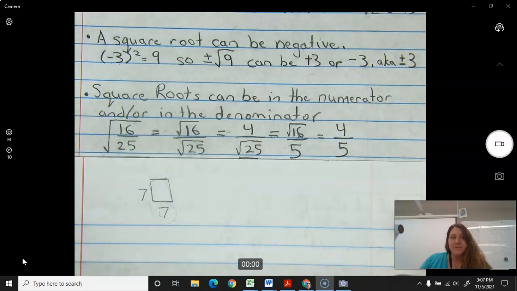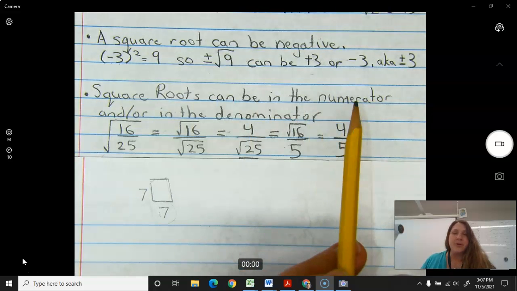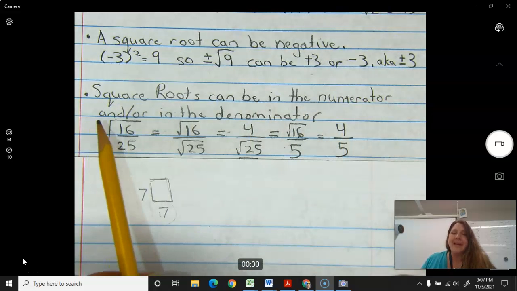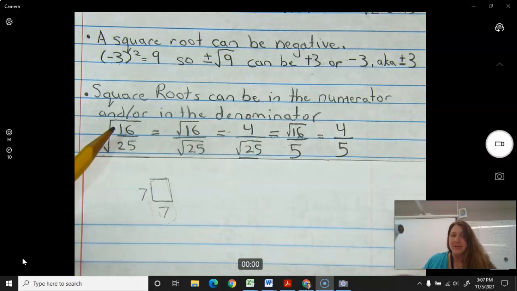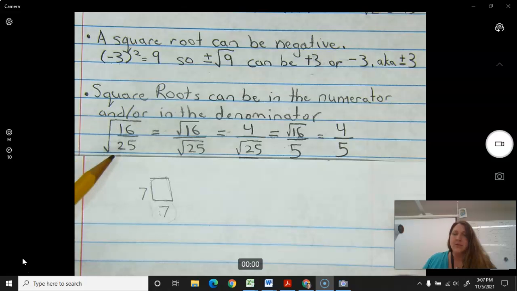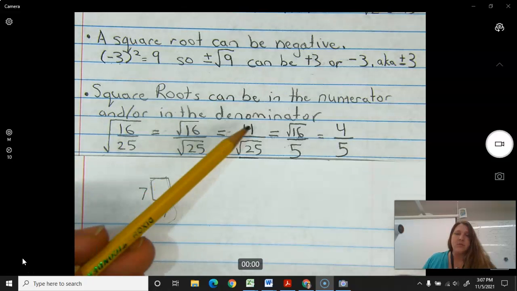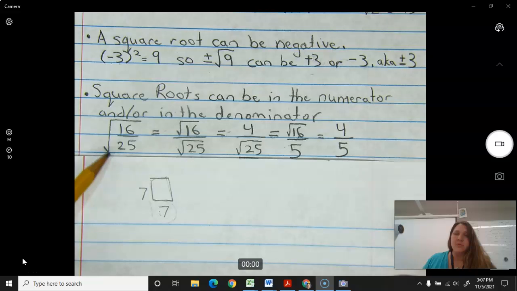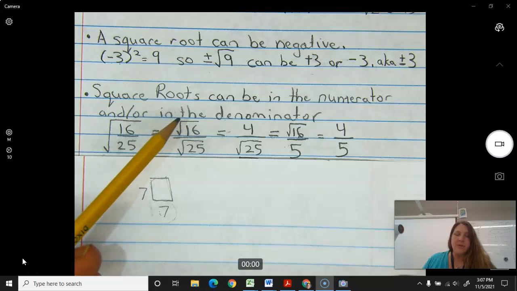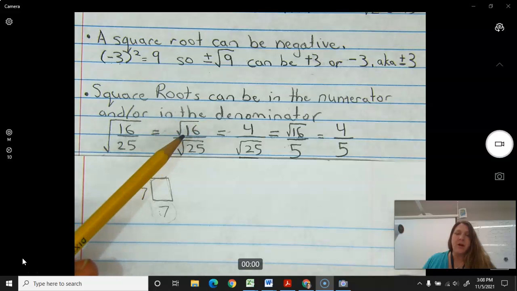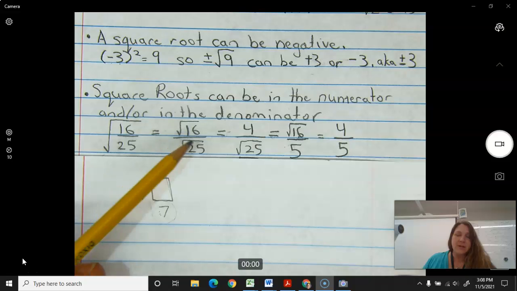Another bit of information regarding square roots is that you can see them in the numerator and/or in the denominator of a number. So they can be written as fractions, and it's okay, because you can still rewrite them as need be. So the radical of 16/25 could also be rewritten with the square root sign in the top and the square root sign in the bottom.